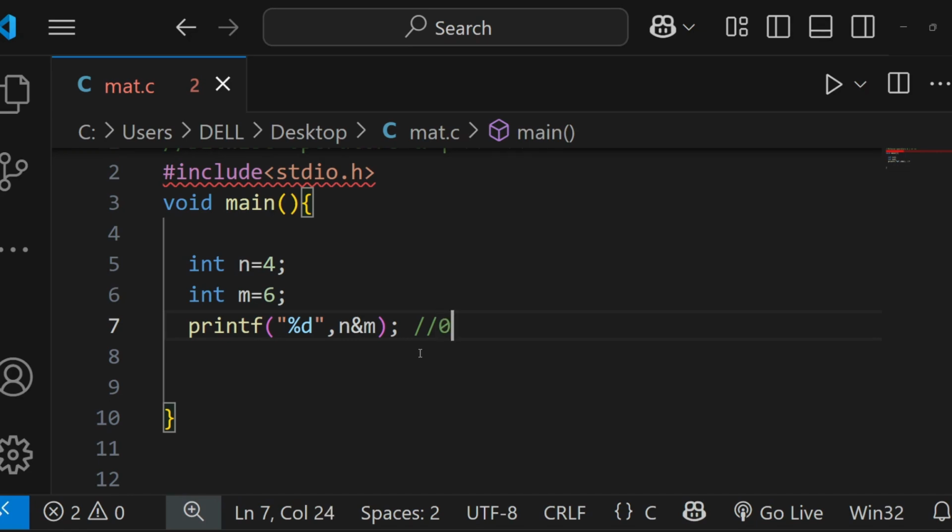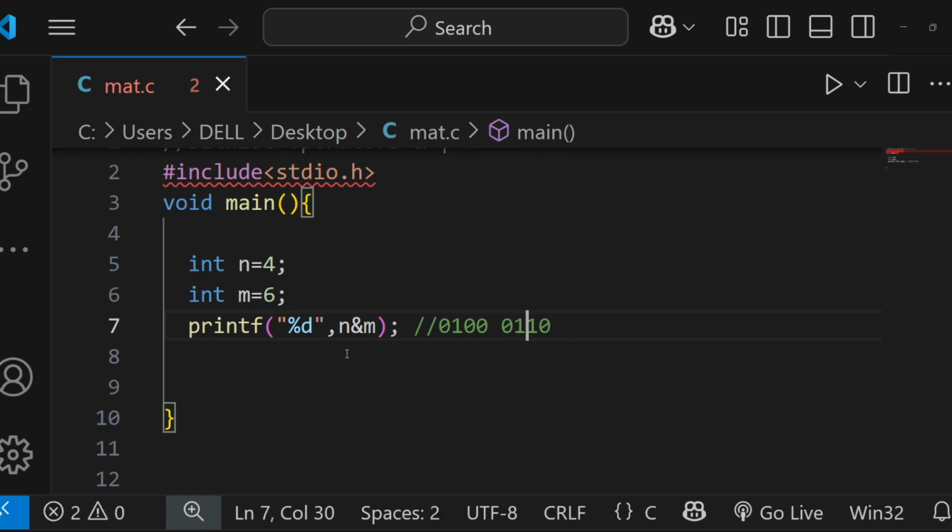So 4 is 1, 0, 0. Okay, and what is the value for the 6? So we say 1, 1, 0. If you remember the trick method which we have already worked with, this is my 4 plus 2, that is 6. So this position is 1, this is 2, this is 4. So 4 plus 2 is 6.